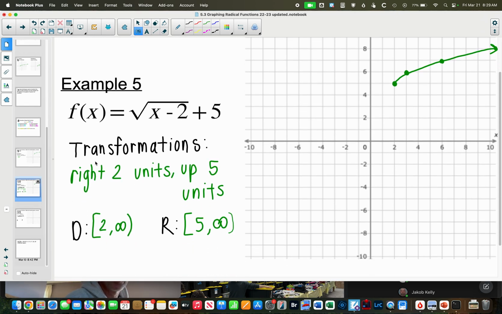We'll state the domain and the range. So the domain here would be starting at x equals 2 to infinity. And then the range, the y value starts at 5 and goes to infinity.